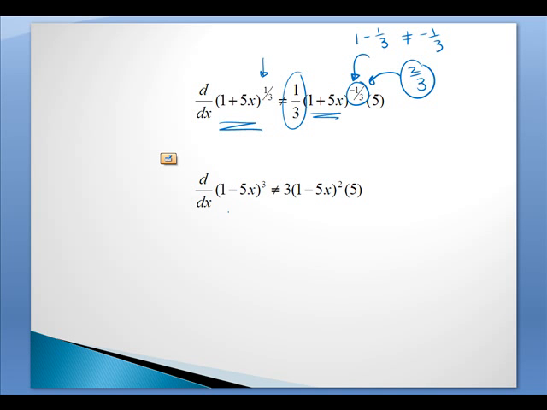Now another common mistake with the chain rule: when we go to apply the chain rule, we bring the 3 down in front, so the 3 comes down. That's true. The 1 minus 5x stays the same. That's true. We subtract 1 from our exponent, which becomes 2, and that's true. However, we forget to take the derivative correctly inside of the function here. The derivative of the inside function is negative 5, not positive 5. So this here should be a negative 5.